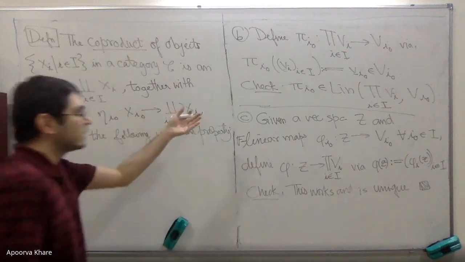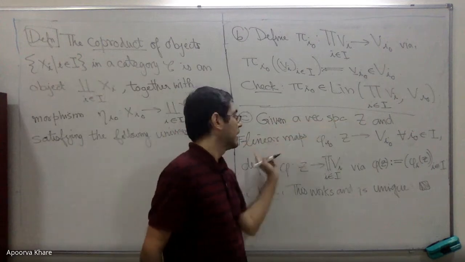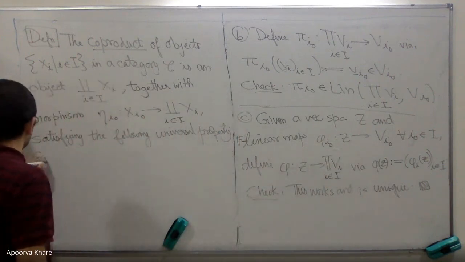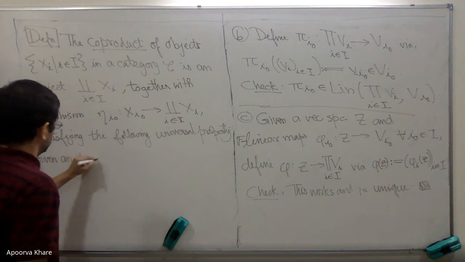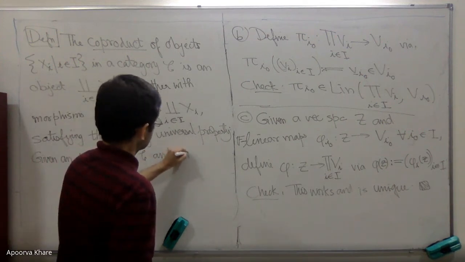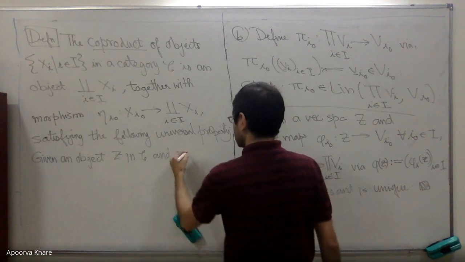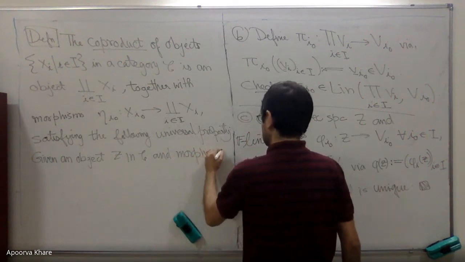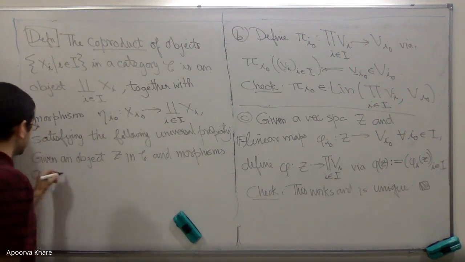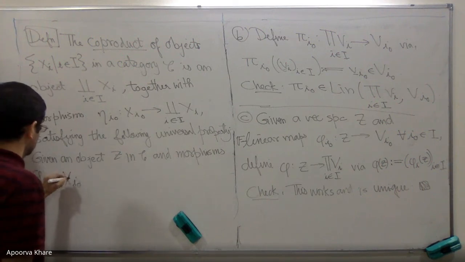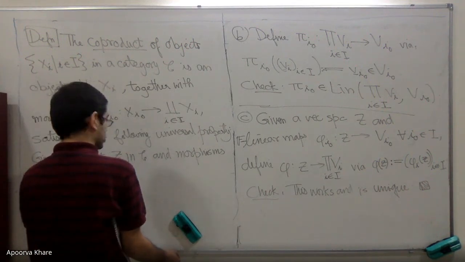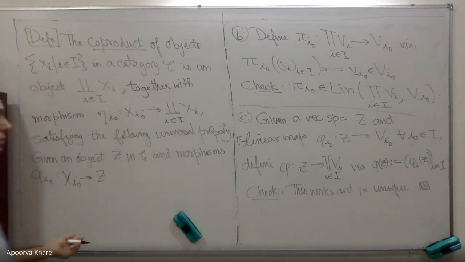And again, we can guess what it is. Given an object, now instead of vector space, I would say object, and instead of linear maps, I would say morphisms, and the morphisms would go the other way. Given an object Z in C, obviously, and morphisms phi i_0, this time they go the other way. So this time they don't go from Z, but they go to Z, from X_{i_0} to Z.